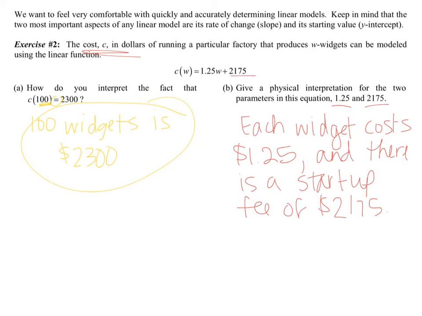So there's a startup fee, there's an automatic fee of $2,175. If there were 0 widgets made, they would still have $2,175. That money could be like the rent for the building or just the cost that it is to run the equipment. And then each widget, the product itself, the materials, is $1.25 per widget.